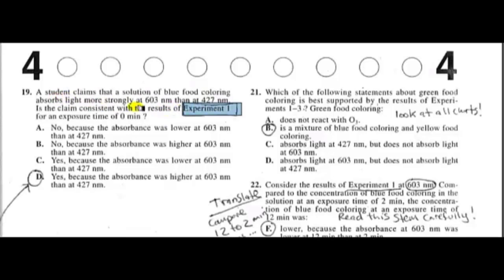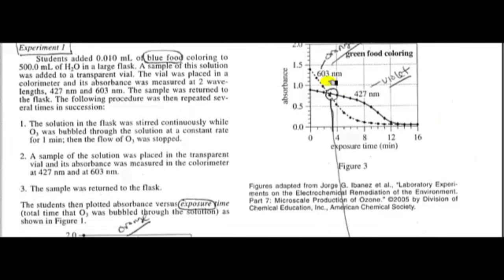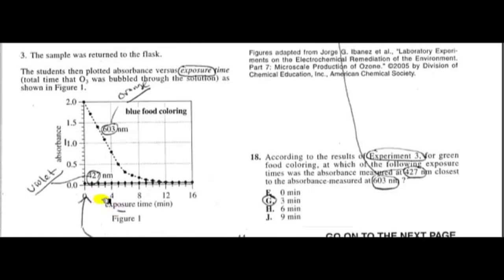The student claims that there's a higher absorbance at 603. So if that's true, then the answer would be yes. If that is false, then the answer would be no. Let's go ahead, scroll on up, and take a look at experiment 1, which is here. And if you look at figure 1, here's the chart. Here's the exposure time from 0 to 16. Here's where we're looking, 0. Here is 427 nanometers, which is this line across the bottom.